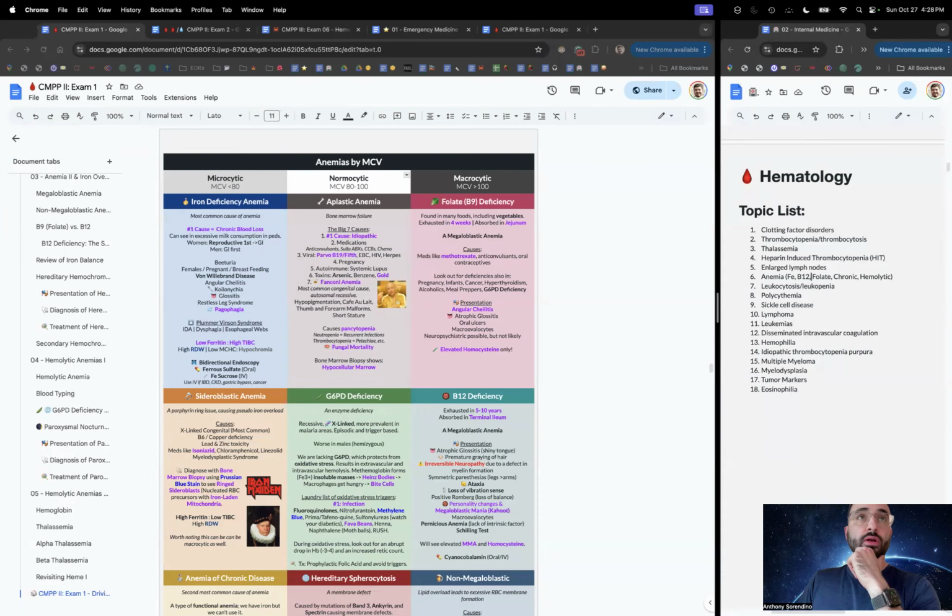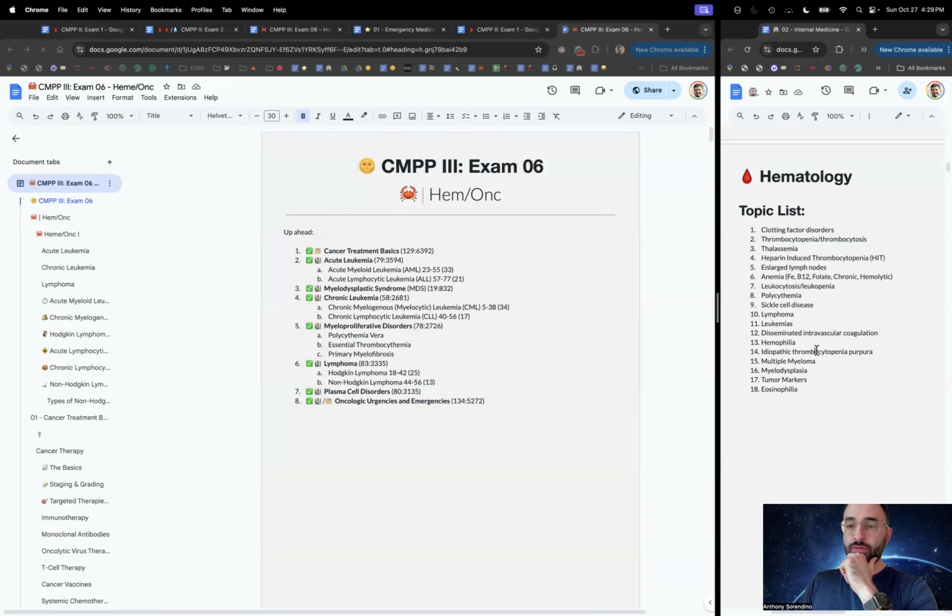All right, so let's just do a quick review of all of hem-onc, I guess. Oh, down here. So yeah, lymphoma, leukemia, multiple myeloma, dysplasia. Tumor markers, I will never learn the tumor markers. I have tried. They do not stick to memory. I don't even remember which ones we need to know anymore. At some point, I will commit those to memory, but that day is not today. I think that's pretty much it.